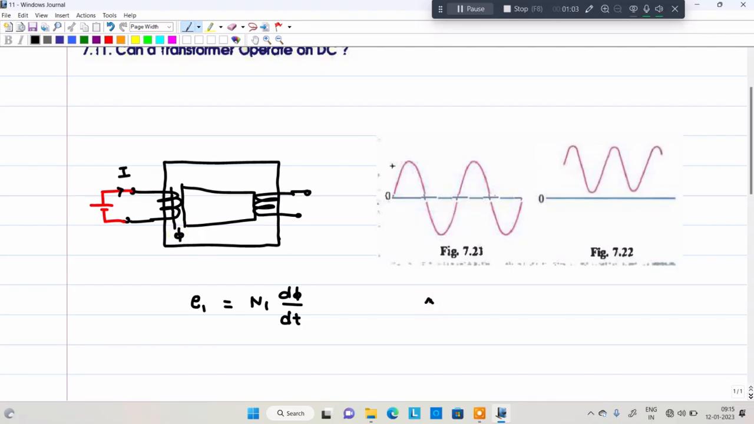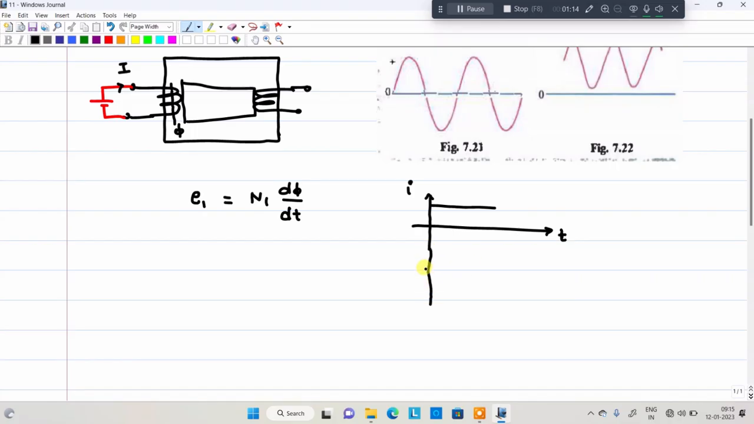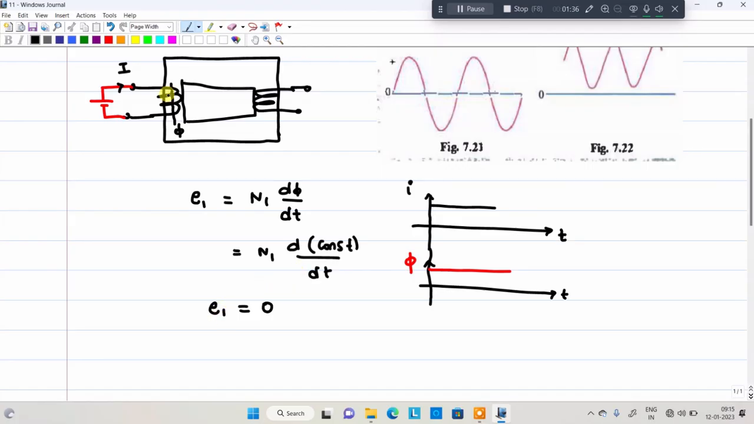If you connect a constant, steady-state DC supply to this particular winding, then what will happen? The magnetic flux induced is also constant. Whenever the constant magnetic flux is induced, the derivative of a constant is equal to 0. That means the induced EMF in this case is 0. Whenever the induced EMF is 0, the entire voltage drop is across the winding resistance.